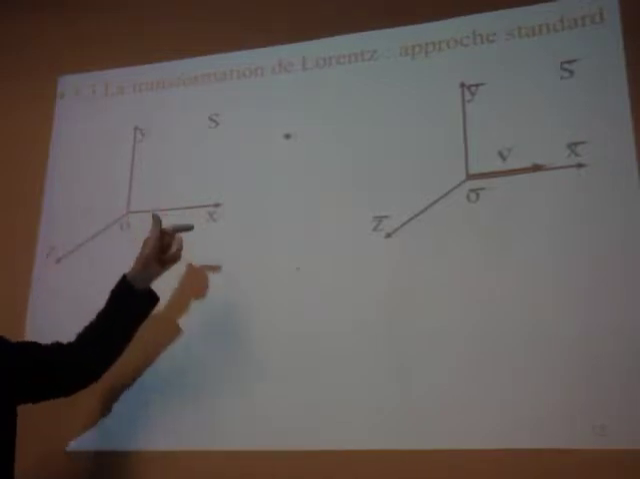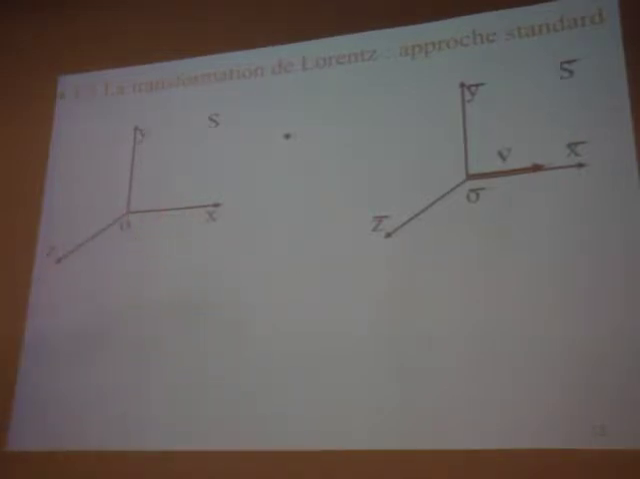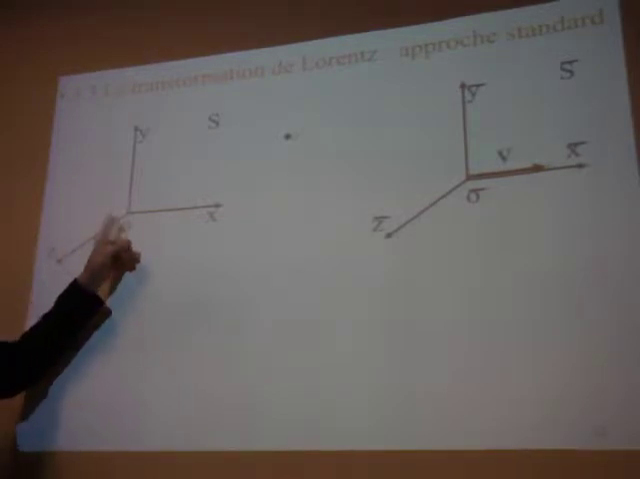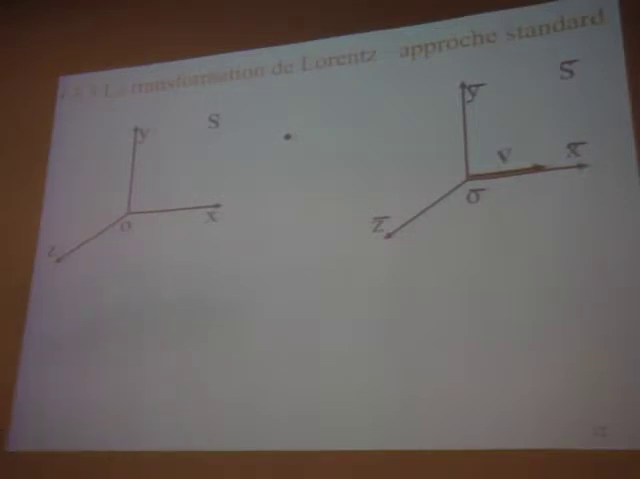The x and x bar axes coincide, and you still measure the position of an event, for instance a collision between two particles, by means of two vectors. No problems. Now, what Einstein says is: how do I synchronize the clocks in this reference system? Well, he will do it as follows.